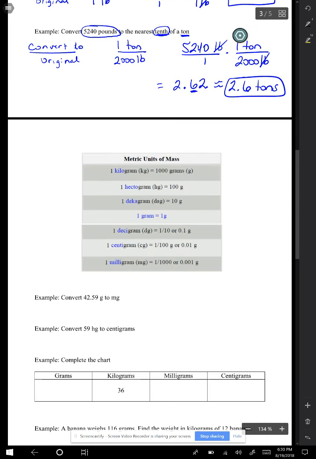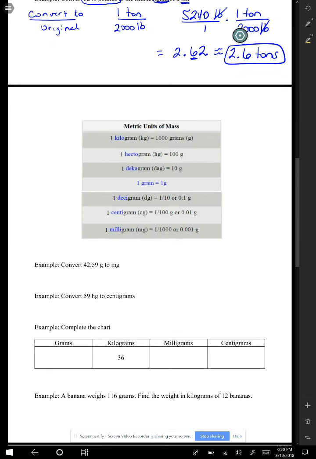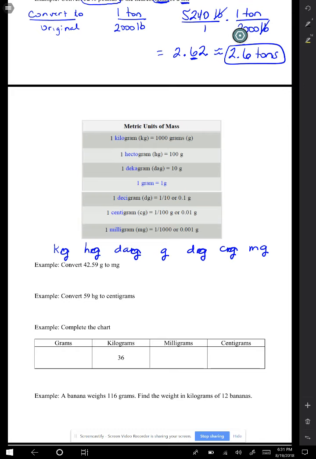Back to the metric system, we do it exactly the same way as we did the lengths. So this is just based on moving the decimals left and right. So I'll make my list again here. I should have been using G's here. So kilograms, hectograms, decagrams, grams, decigrams, centigrams, milligrams. And we'll just do it by moving our decimal left or right, depending on the problem.